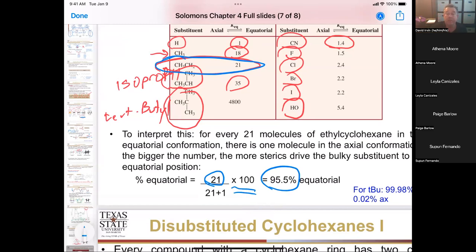And if we do the math for our butyl here, it's going to be 99.98% of the time. So it's showing you that it's so much more favored because of that steric interaction, not ring strain. Ring strain is all about the conformation of the ring, chair 1, chair 2. And then we have conformation with sterics, which gives us our substituent wanting to be in the equatorial position.